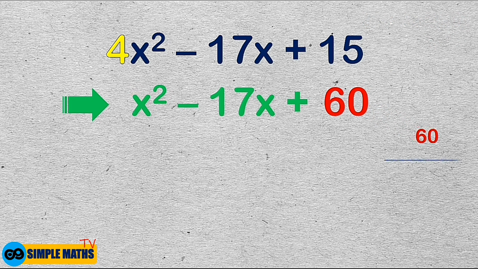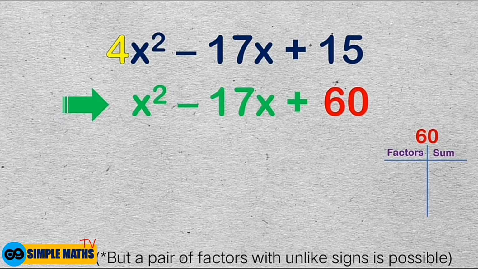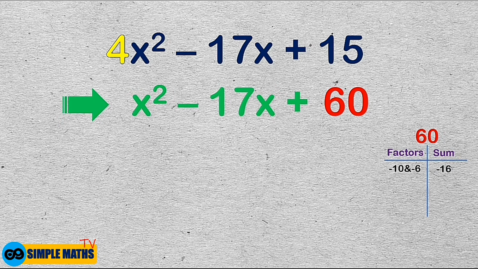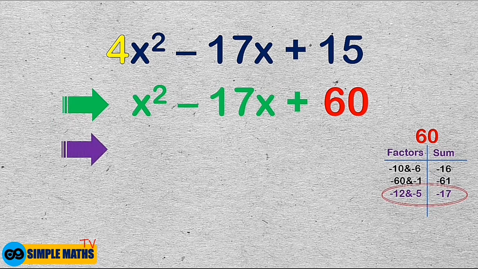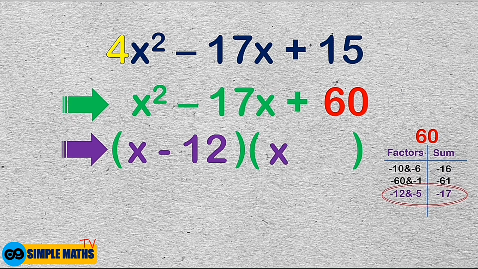This time, we will look into the factors of 60 whose sum is the coefficient of the variable x, which is negative 17. Since the middle term is negative, we are certain that the factors must be negative as well. Let's try some factor pairs. We see that negative 12 and negative 5 are factors of 60 whose sum is negative 17. Therefore, we write x minus 12 and x minus 5.